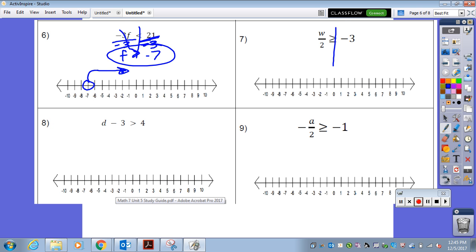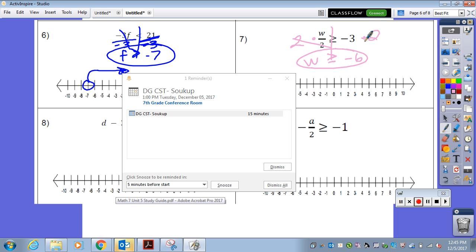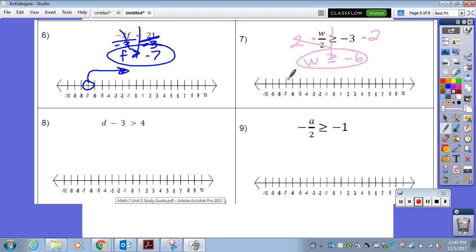Split it. We'll do a different color. Split it. Multiply by 2. Multiply by 2. We get W, negative 6. Does the symbol flip? No. It only flips when you multiply or divide by a negative. Since I already had the negative and I multiplied by a positive, it does not flip. Since I multiplied by a positive, it stays the same. So I go to negative 6. This time more ink means more ink. W is on the big side, so I shade to the bigger numbers.